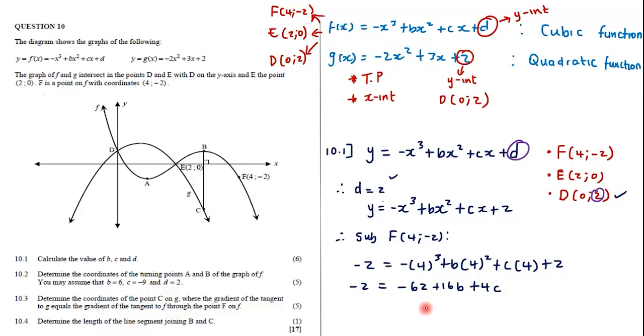Now I'm going to take this -62 across, and this will become positive 62, which when subtracted with -2 gives me 60. Then here I'll have 16b plus 4c. Then I can divide by 4 everywhere. When I do that, 60 divided by 4 becomes 15, and here we get 4b plus c. So this becomes my first equation.